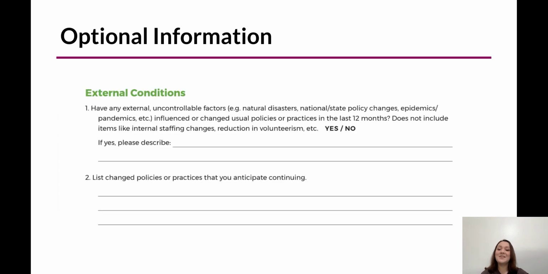Next, we have external conditions. This section asks about factors that are simply out of the pantry's control. This might include natural disasters or something we are all familiar with, like COVID-19. This might also include changes in state or national policies that affected the pantry. You and the pantry will answer these 2 questions and provide a detailed explanation about how any of the external challenges out of their control have impacted or influenced the pantry in any way in the last 12 months.